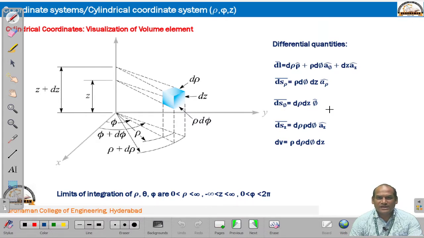The range of phi is 0 to 2 pi, and z is similar to the z we have seen in the rectangular coordinate system, the same z. So, z is the distance, and the range of z is from minus infinity to plus infinity. These are the ranges for rho, phi, z we have to consider.